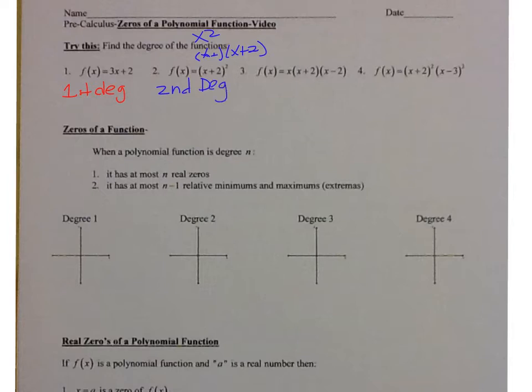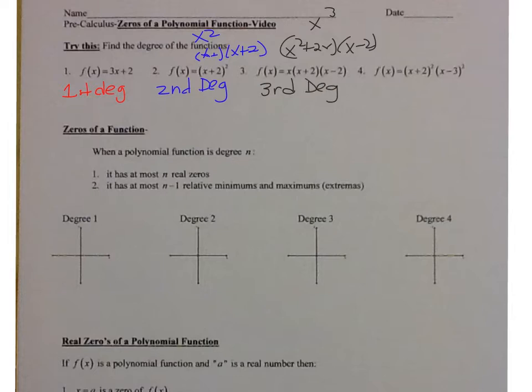Let's take a look at number 3. I have x times (x plus 2) times (x minus 2). So when I distribute here, the first part I get x squared plus 2x, and then times an (x minus 2). And when I double distribute, I'll get an x to the third there. So this is a third degree polynomial.